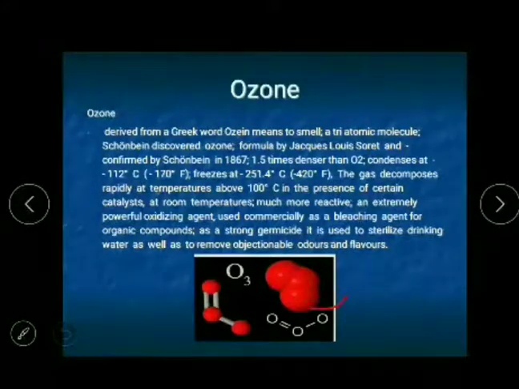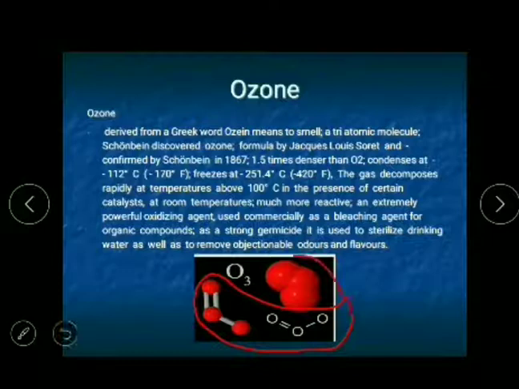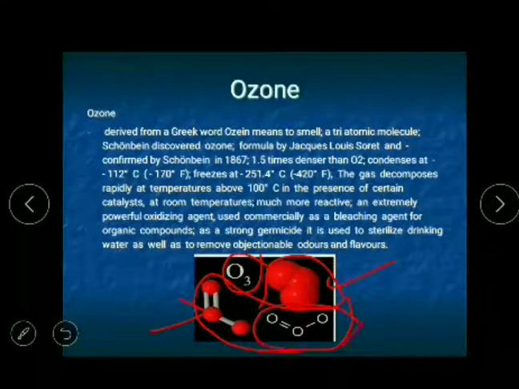So this is the chemical structure of ozone, and this is the chemical formula of ozone, O3. Okay, this is the three-dimensional chemical structure. This is also the three-dimensional chemical structure, and this is the two-dimensional chemical structure. Here in these chemical structures you can see that one oxygen atom is linked with the central oxygen atom with double bond, and another oxygen atom is linked with this central oxygen atom with a single bond.